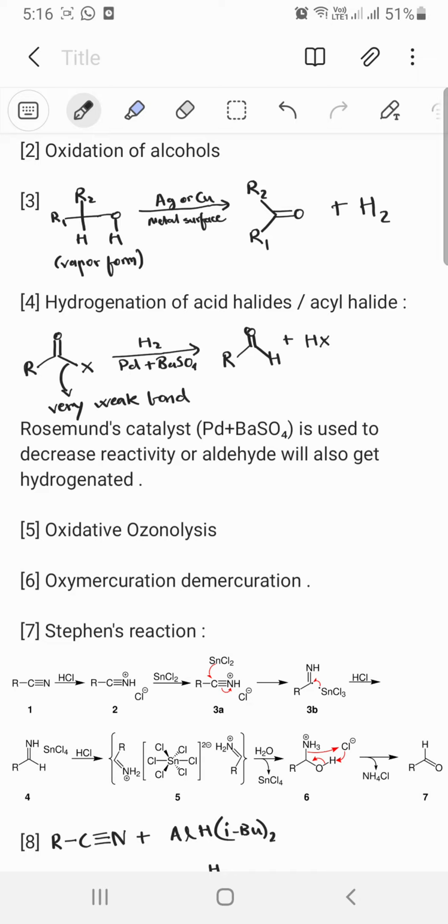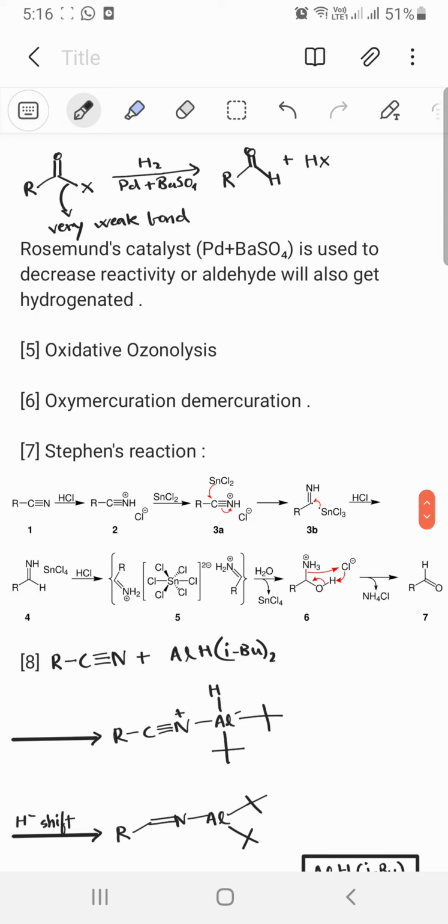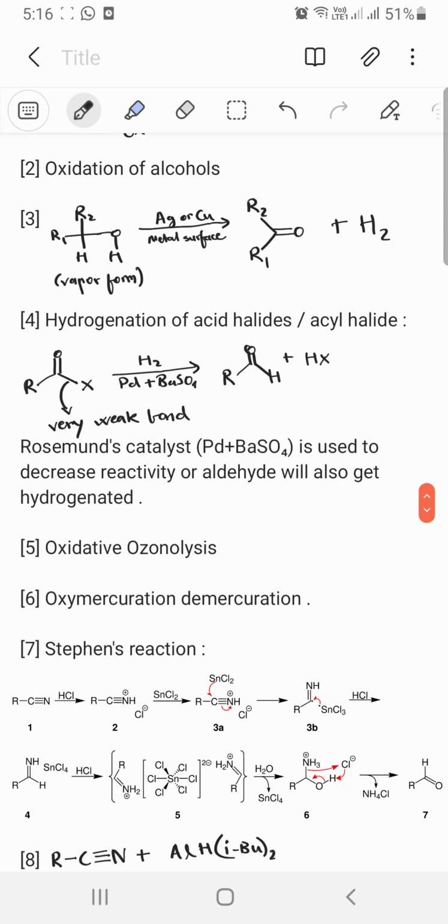Hydrogenation of acid halides or acyl halide. Right, this also happens. Not a big thing. Okay, so the catalyst that we use is Rosenmund's catalyst, that makes H2 less reactive so that it does not hydrogenate the aldehyde as well, right?